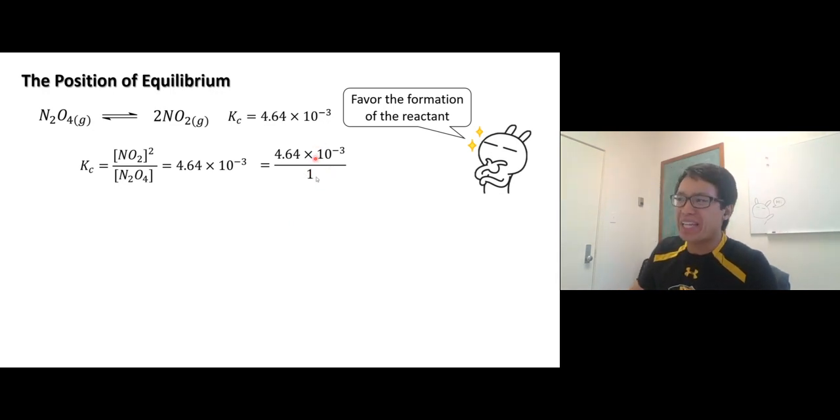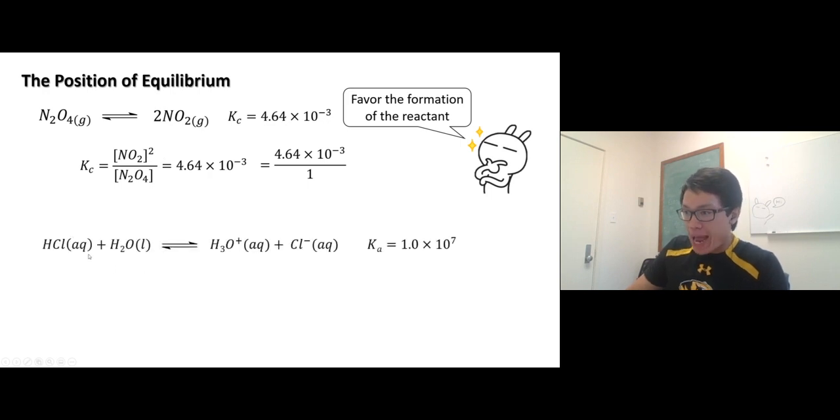Okay, so these are relative numbers. It's not that at equilibrium we have only one molecule of N2O4 and not even a fraction of a molecule of NO2. No, that's not what it means. These numbers are relative. It means that at equilibrium there is about 1,000 times more N2O4 than NO2. That's it.